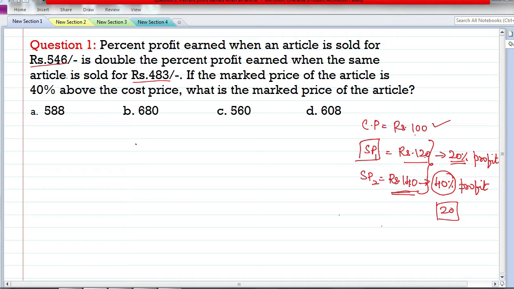So the same logic we are applying here. Similar to this example, let us assume the cost price here is X rupees. What is the first selling price? The first selling price is 546. This is with double profit. And this is with a certain percentage of profit. We will take the difference between these two. So the difference between these two is 63 rupees.